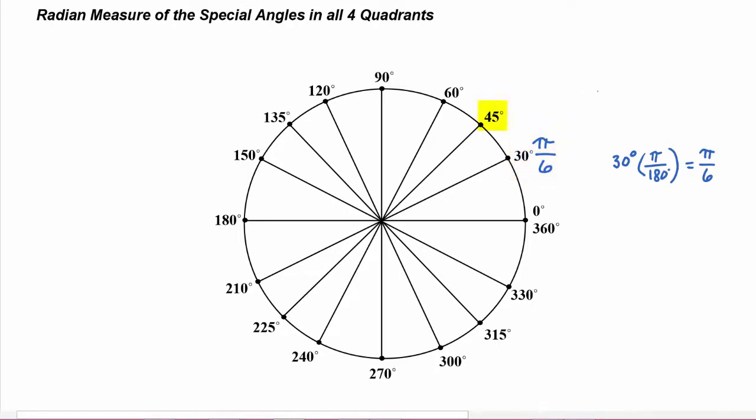45 degrees, we know we're going to multiply by the same conversion factor, pi over 180 degrees, and 45 is going to go into 180 4 times, because think 45 times 2 is 90, and then 90 times 2 is 180. So 45 goes into 180 4 times. So this is pi over 4.